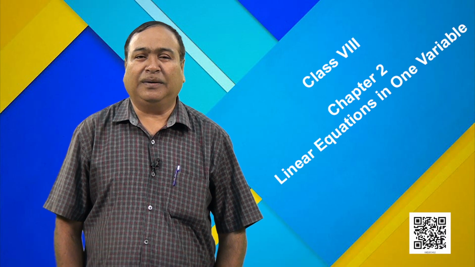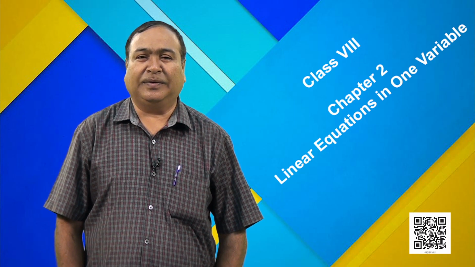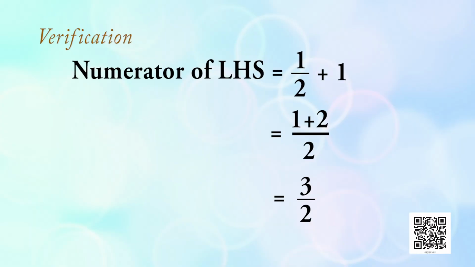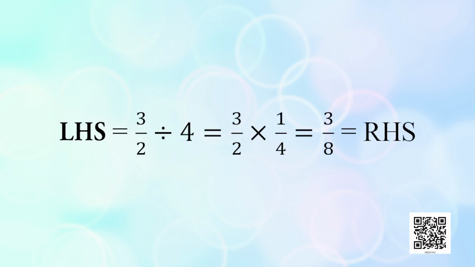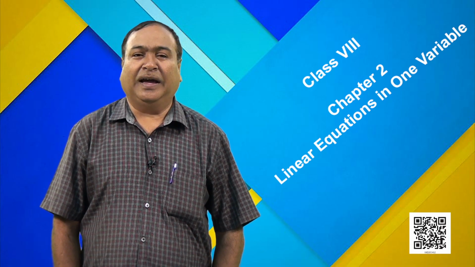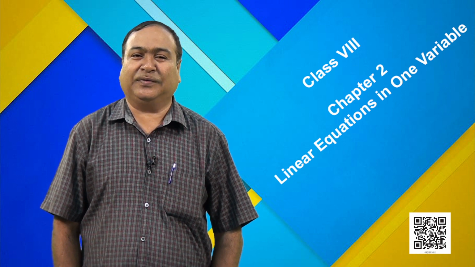You can verify by putting x = 1/2 in that equation, we will get LHS equal to RHS. The numerator of LHS is 1/2 + 1, that is nothing but 3/2. The denominator of the LHS is 2x + 3, that is 2 times 1/2 + 3, that means 1 + 3, that is equal to 4. Therefore, LHS is 3/2 divided by 4, that is 3/2 into 1/4, that is nothing but 3/8, which is nothing but RHS. In this way, we verified that x = 1/2 satisfies the given equation.